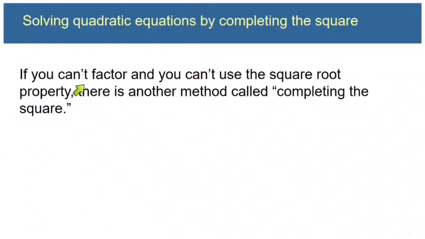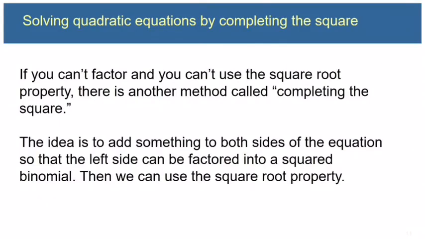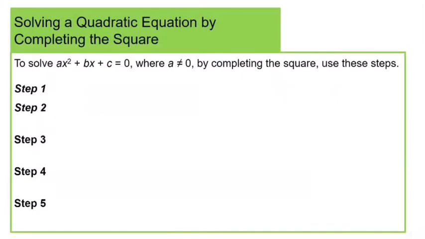But if you can't factor and you can't use the square root property, then there's another method called completing the square. And the purpose of completing the square is to force the equation into a situation where you can use the square root property, and then that's how you get it solved. So the idea is to add something to both sides of the equation so that the left side can be factored into a squared binomial, and then we can use the square root property to finish it off. Now this process can get a little complicated, so I'm going to give you steps, and then we will practice using the steps a few times.